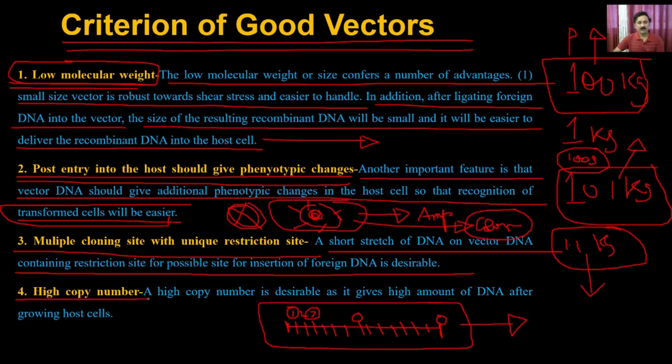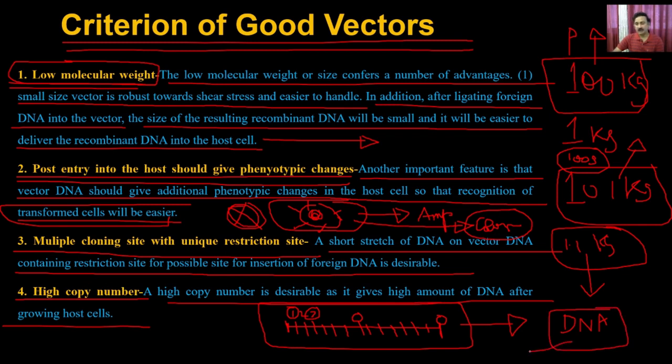Now, a high copy number vector means that if I grow this type of vector in the same amount of cells, I should get more DNA, which means the yield of DNA is going to be more. And since the yield of DNA is going to be more, it is also going to give me more protein if it is a high copy number expression vector. Now this is all about the criteria of a good vector.